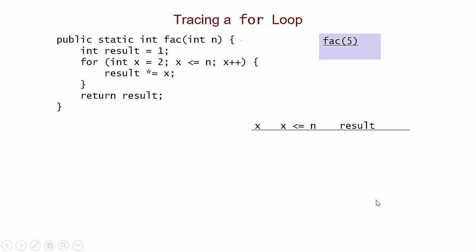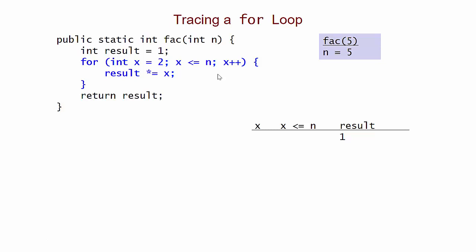So let's actually trace through the loop in our factorial function. To do that, let's assume that we're computing fac5, so we're passing in 5 for n. We then initialize our result variable to 1, and I'm going to keep track of some of the key components here in this table. So result is now 1, and then we begin our for loop.